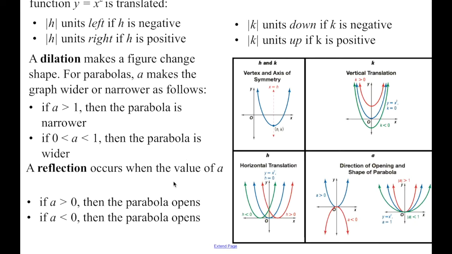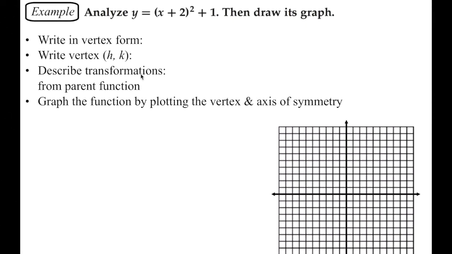So I mentioned that you are a little bit familiar already with reflections, and that happens when a changes sign. So if a is negative, then that tells us that the parabola opens down. If a is positive, then it opens up. So let's look at some examples.